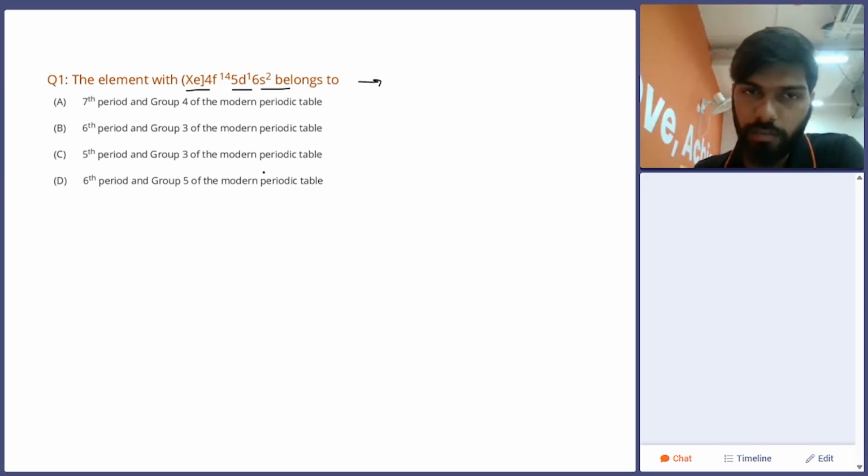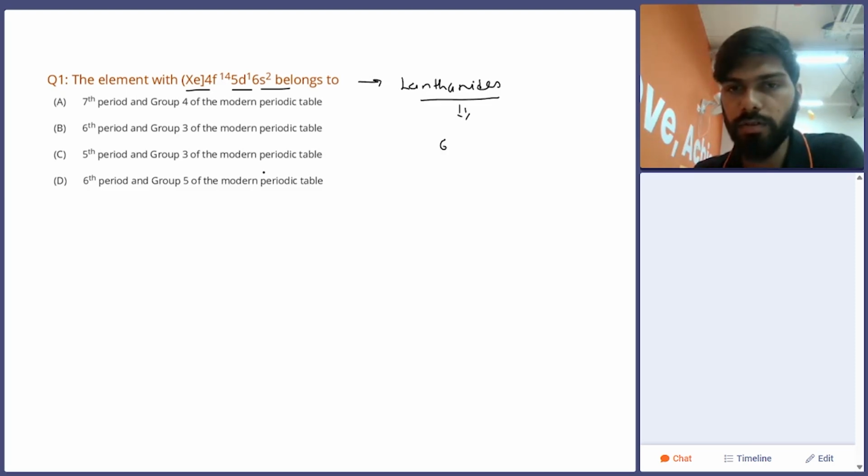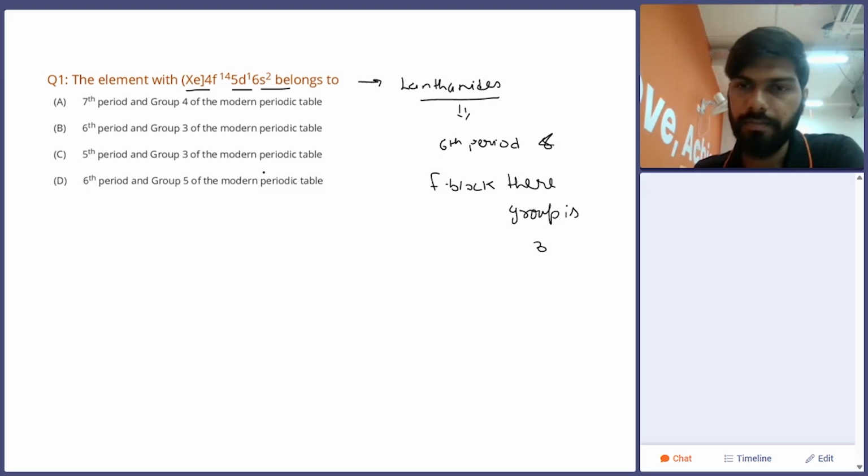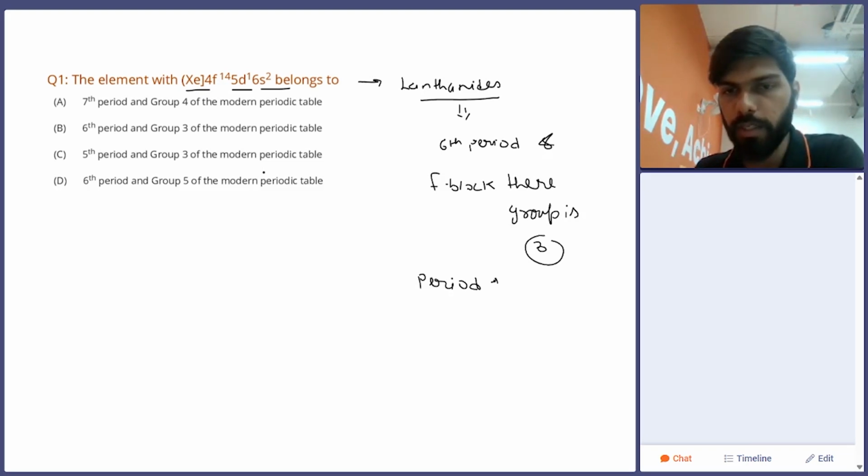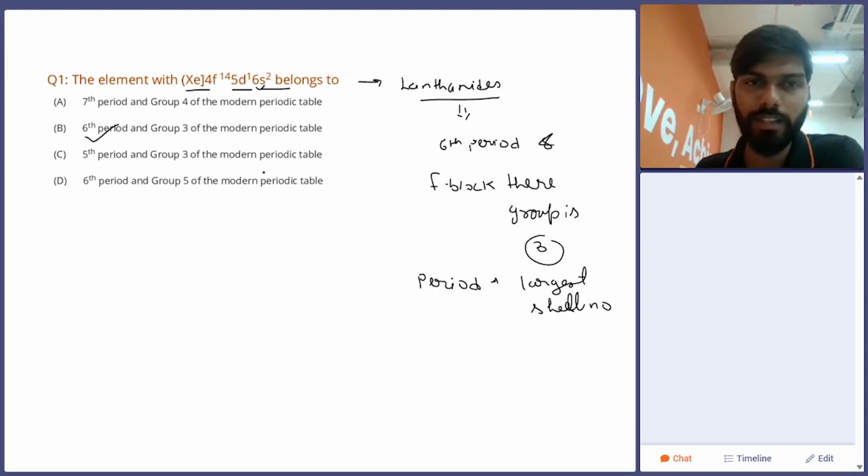So if you look at it here, this belongs to lanthanides. Lanthanides belong to the 6th period, and remember, for the f block, the group is always 3rd. And how to predict the period? Predicting the period means the largest shell number, and the largest shell here is 6. So it is the 6th period and 3rd group of the modern periodic table. So the right option is option B.